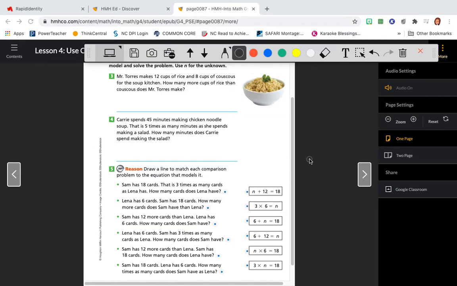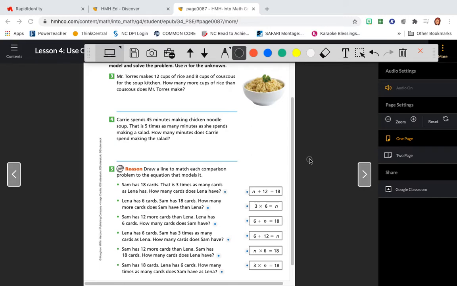Number 3. Mr. Torres makes 12 cups of rice and 8 cups of couscous for the soup kitchen. How many more cups of rice and couscous does Mr. Torres make? Okay, so it wants us to create an equation and then solve the problem. Use n for the unknown number.